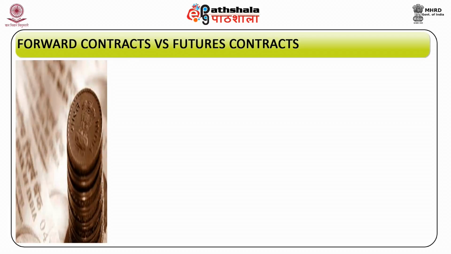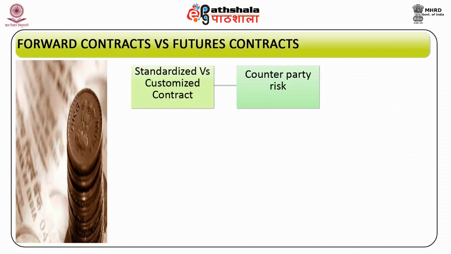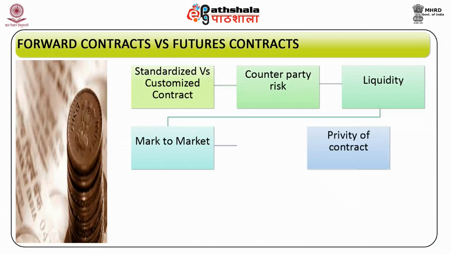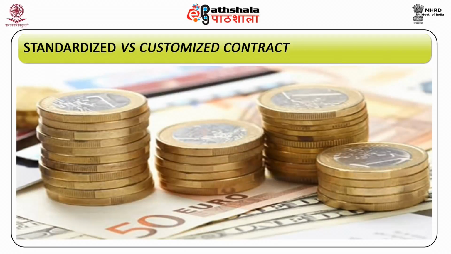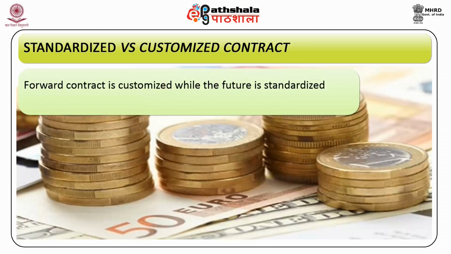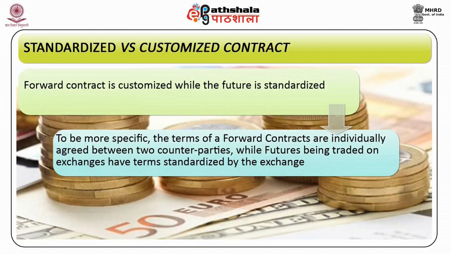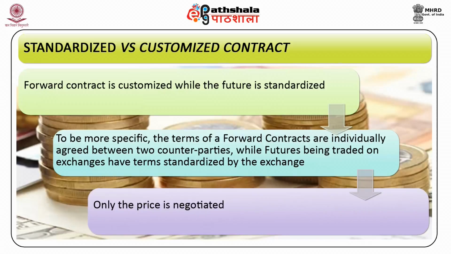Next, we will talk about forward contracts versus futures contracts. That is standardized versus customized contract, counterparty risk, liquidity, mark to market, privity of contract, conclusion of the contract, and margins. Standardized versus customized contract. Forward contract is customized while the future is standardized. To be more specific, the terms of forward contracts are individually agreed between two counterparties, while futures being traded on exchanges have terms standardized by the exchange. Only the price is negotiated. Futures are always traded on an exchange, whereas forwards always trade over the counter or can simply be a signed contract between two parties.